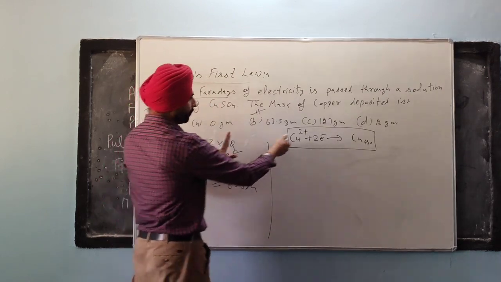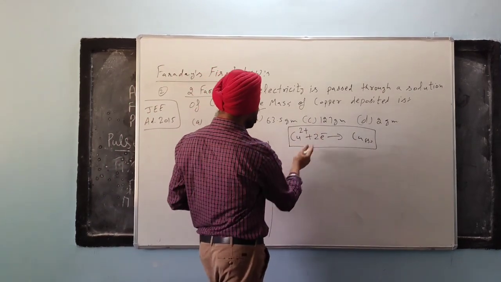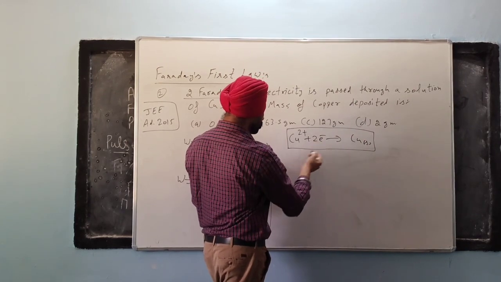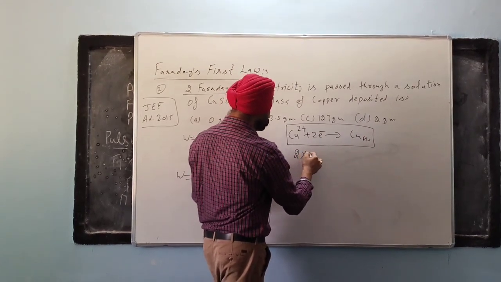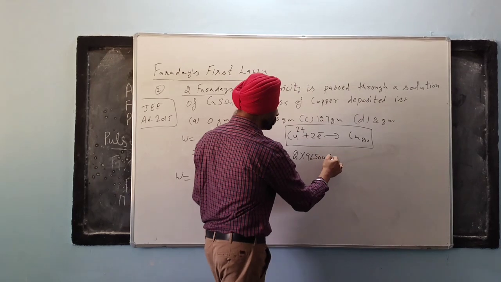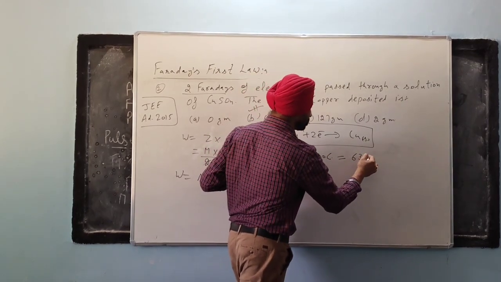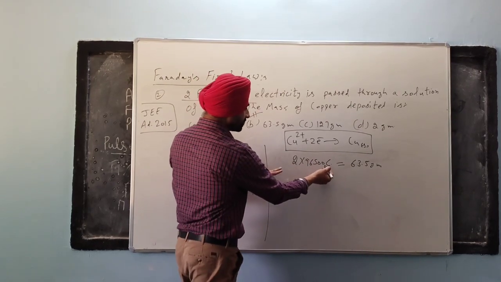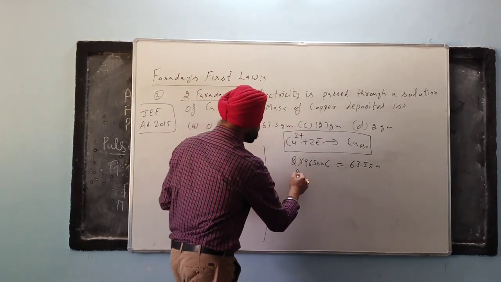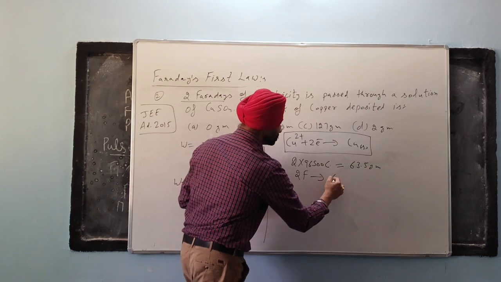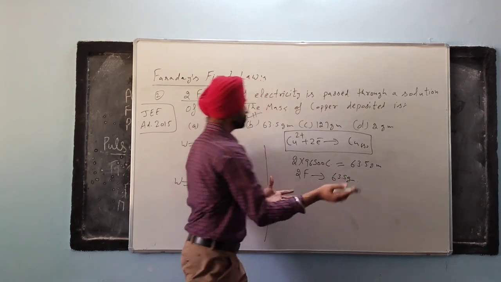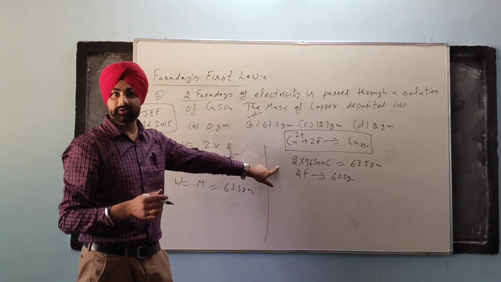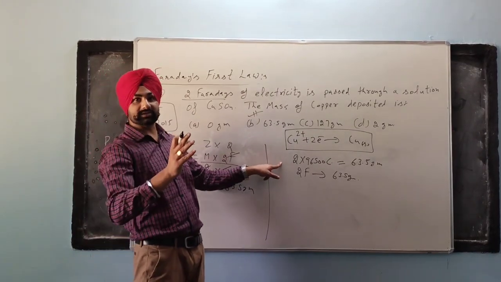Second method is very easy. Mole concept, applying mole concept. From here we can say 2 mole of electrons are giving copper. So what we can say, 2 into 96500 coulomb charge is giving us 63.5 grams of copper. This is the most easy. So 96500 is the 1 Faraday. So we can say 2F gives us 63.5 grams of copper. The right answer is option B. This is the better option. Using mole concept, easily we can solve this question.